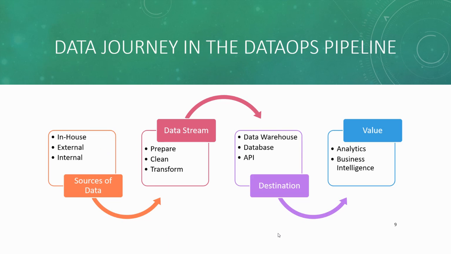This graph represents basically the journey of data through the DataOps pipeline. Basically, we begin with the acquisition process of multiple sources of data. We have some external, internal, in-house data. Then this data is prepared, then it's cleaned, then it's transformed to be sent to a destination. In this case, we have data warehouses, databases, and APIs. And with this, value is produced in the form of analytics and business intelligence.